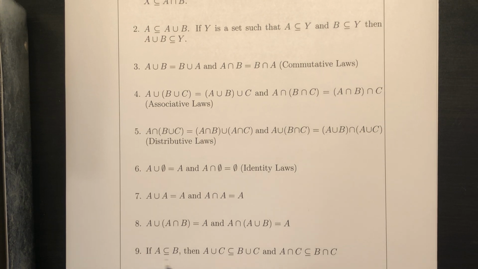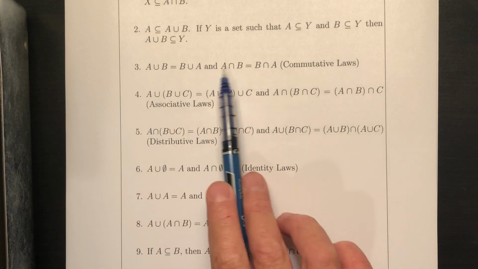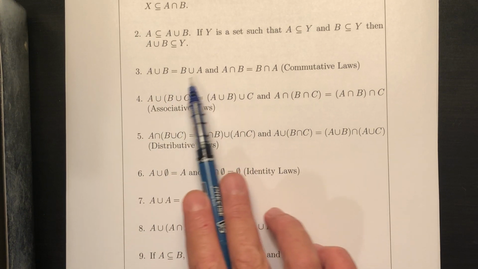Like, we proved number 9, the first part, that if A is a subset of B, then A union C is a subset of B union C. But you could also conclude that A intersect C is a subset of B intersect C. And you'll notice that a lot of these properties are similar to what we proved for statements in chapter 1. Like, we proved that OR statements are commutative, that P or Q is logically equivalent to Q or P.